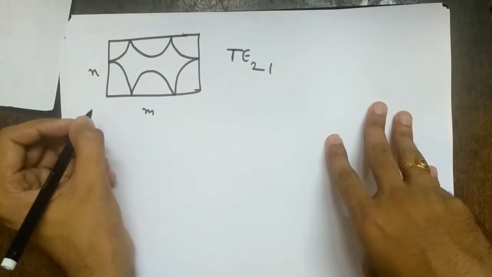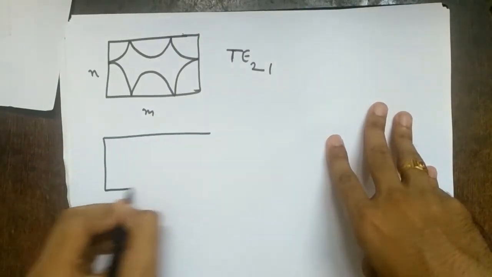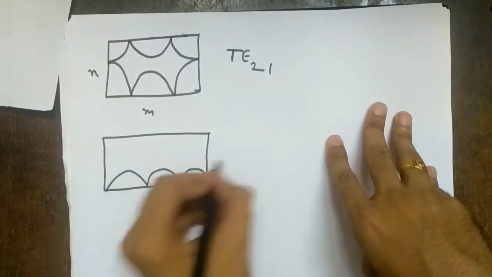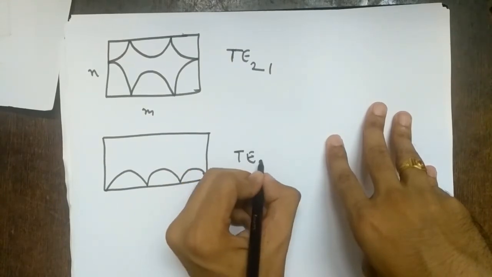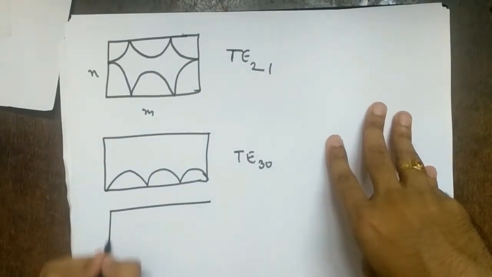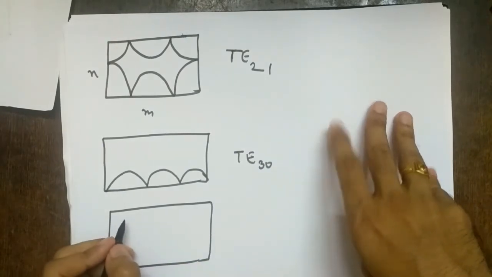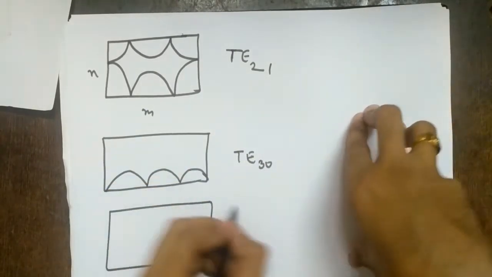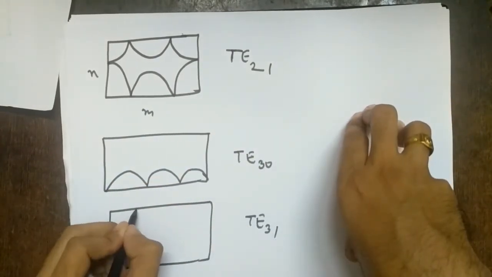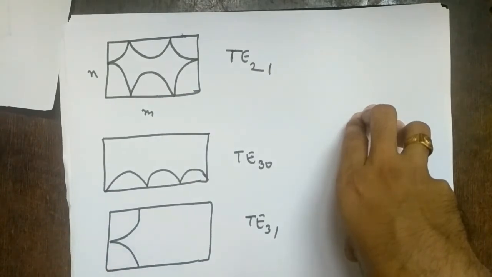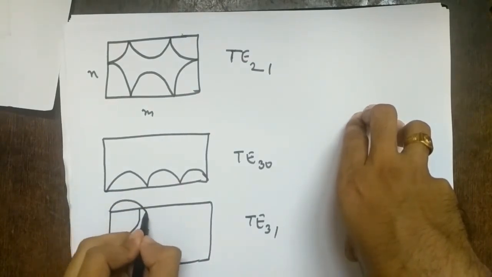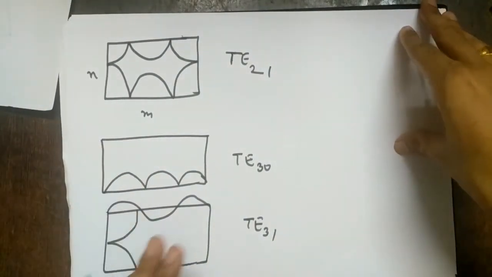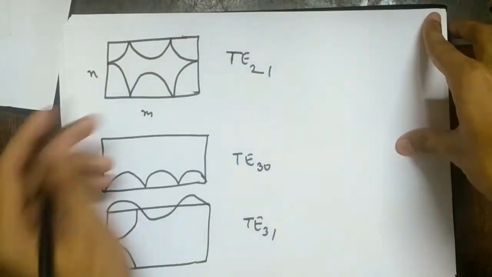So next, let's take this mode. Simple: three half-cycle variations, no half-cycle variation in N. So TE30 mode, right? So if I want TE31, how will it look? Sorry, TE31 I want, right? So we know for one it can be like this, right? So for TE30 it will be like this, right? You just see how the boundary conditions are satisfied. I will not go into that.